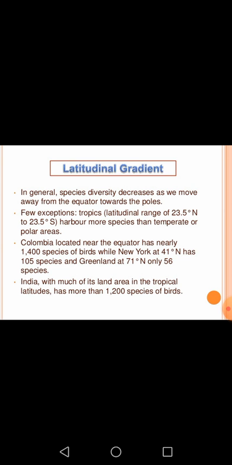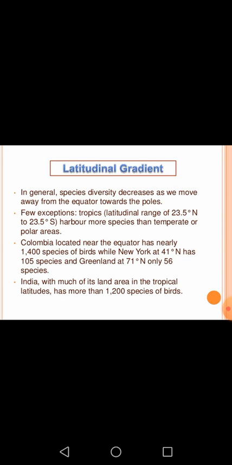So as we are moving from the equator towards the north pole, Colombia, located near the equator, has 1400 species of birds, while at 41 degree north at New York, we get only 105 species. Moving further north, at 71 degree north, we get only 56 species of birds. So in this way we can conclude that biodiversity decreases as we move away from the equator.